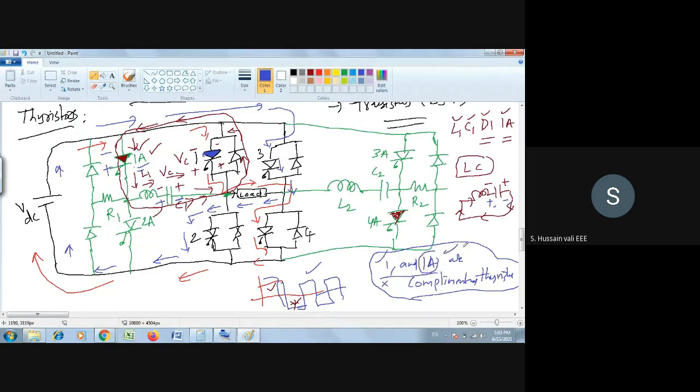So this is how the single phase bridge inverter works. This is the single phase bridge inverter which I have explained using thyristors. Now, using BJT, there is another circuit also.